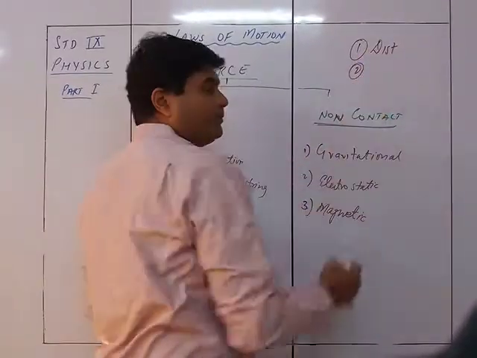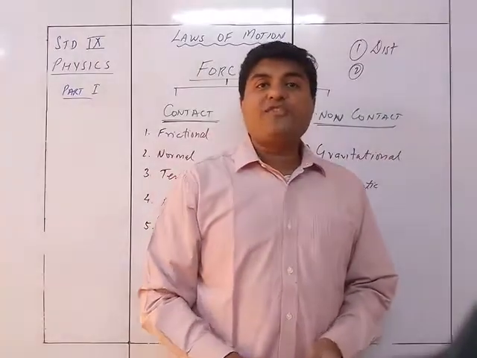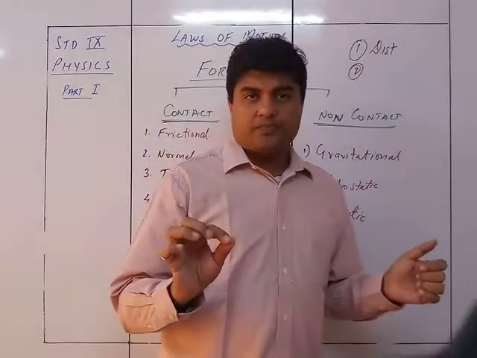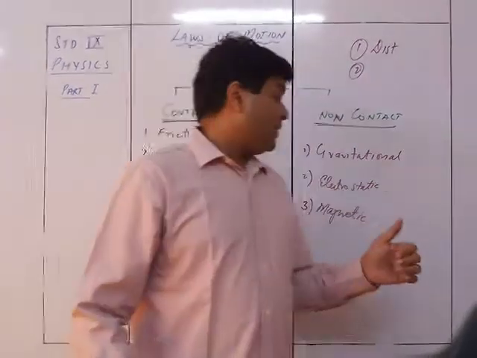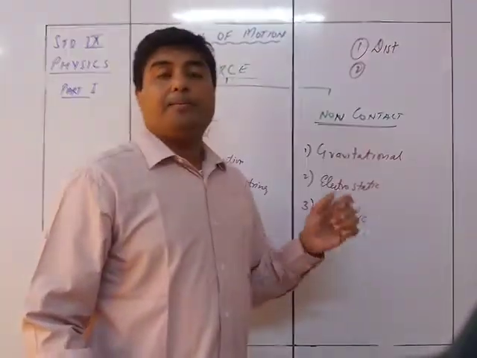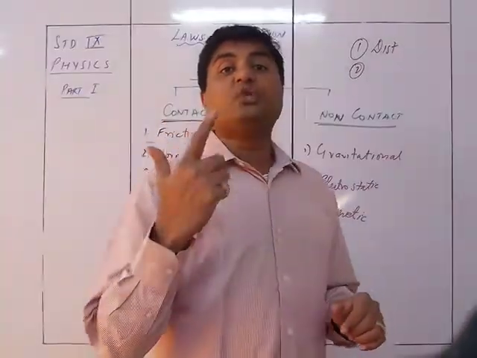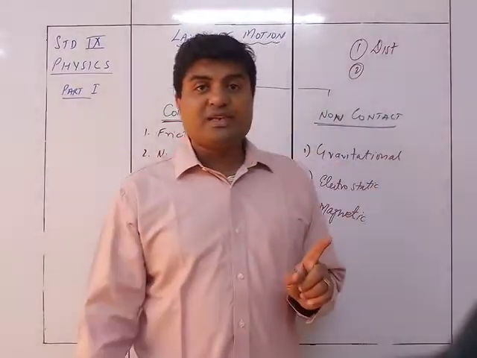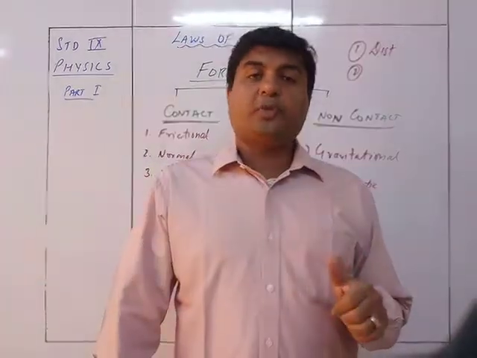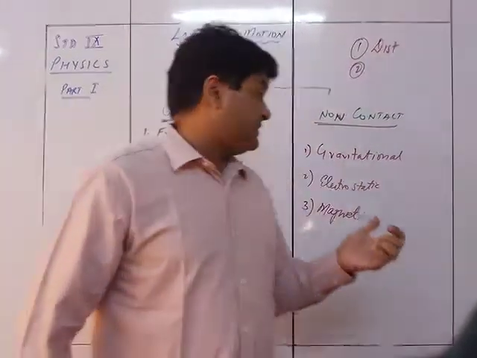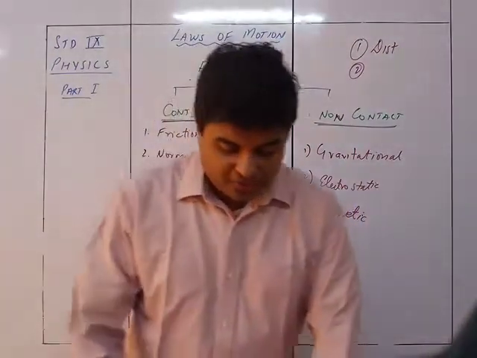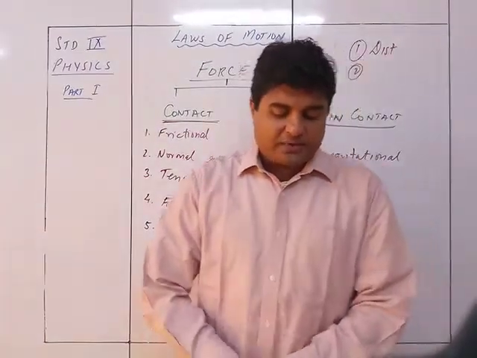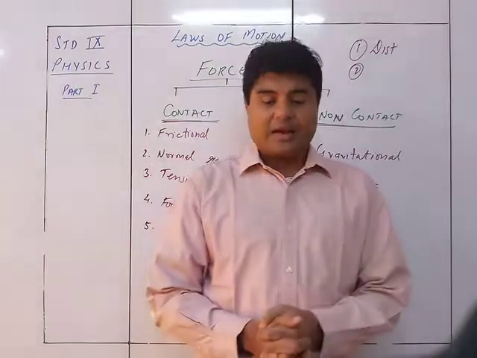And the second thing is, gravitational force is the only force out of the three which is attractive in nature. Only attractive in nature. Whereas electrostatic and magnetic forces are both attractive as well as repulsive. So in non-contact forces, there is not only attractive force but also repulsive force, which is present in electrostatic and magnetic forces. So the gravitational force is always attractive in nature, while the electrostatic force and magnetic force are either attractive or repulsive.